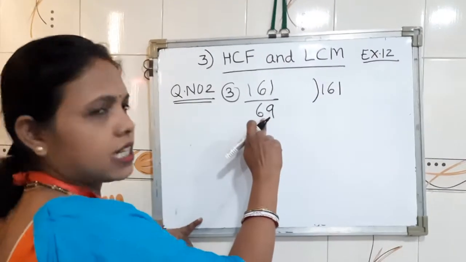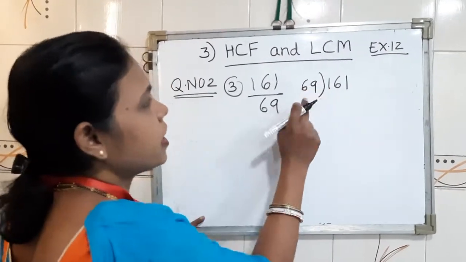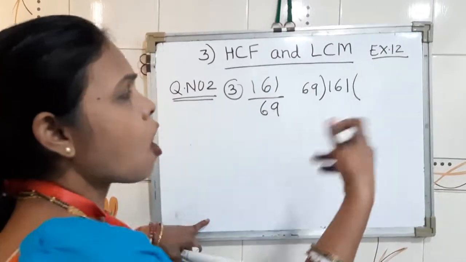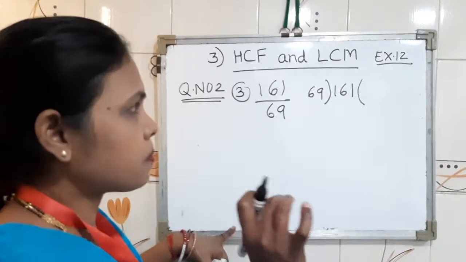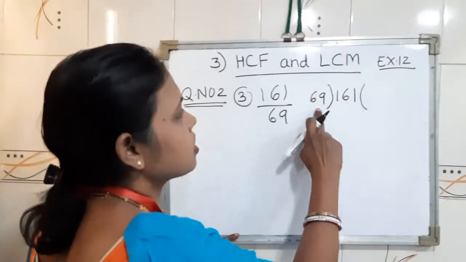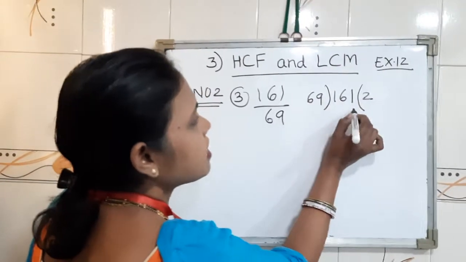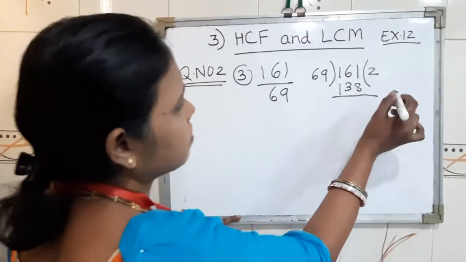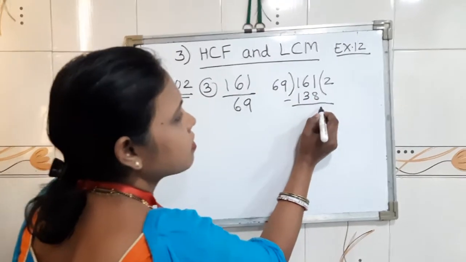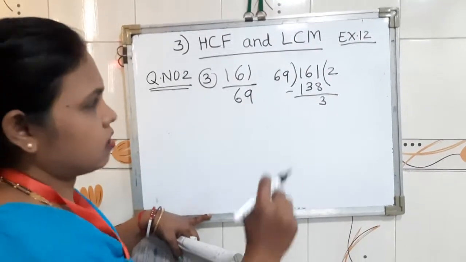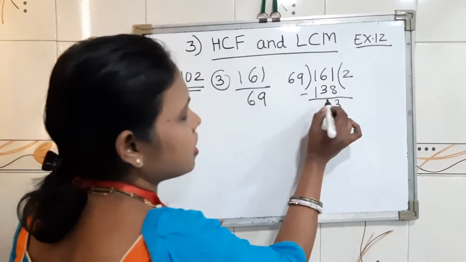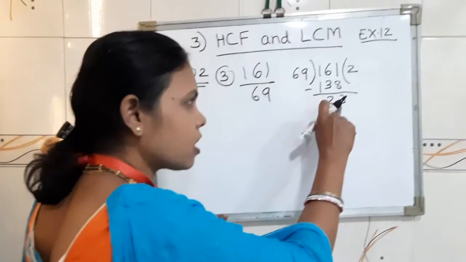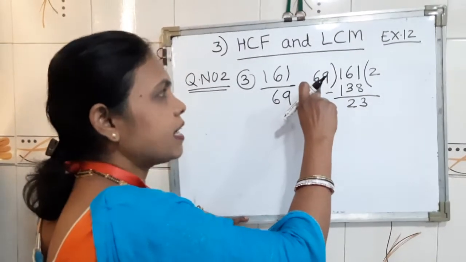And the smaller number, that is 69, 69 will be the divisor. We will divide this one. 69, how many times will it be subtracted from 161? 69, 2 times we will take. 2 times 9 is 18. 2 times 6 is 12. 1 is 13. 11 minus 8, 3. Then 5 minus 3, 2. Your remainder is 23. Again, with the help of this remainder, we will divide 69.